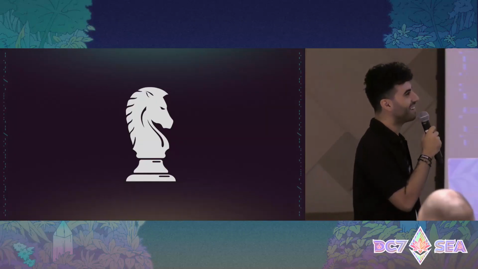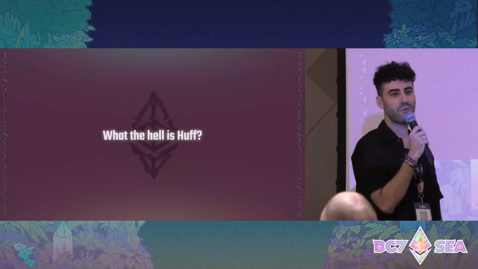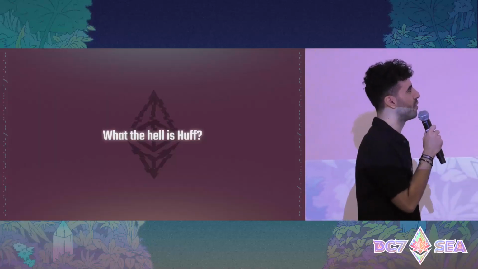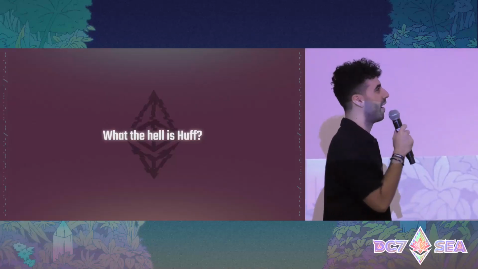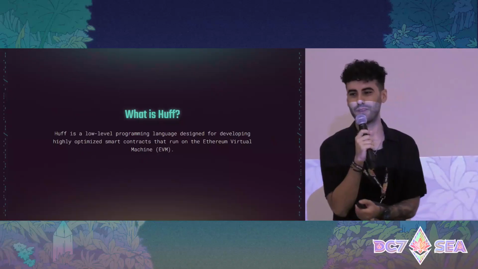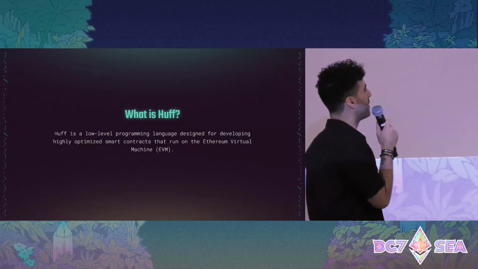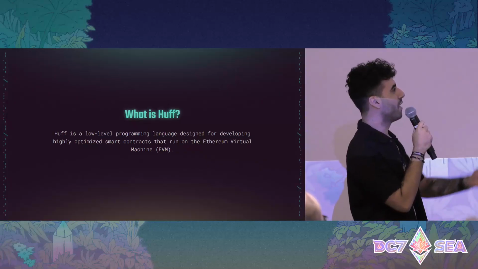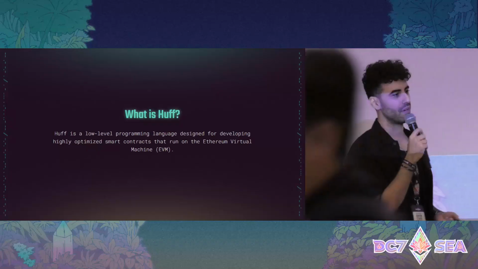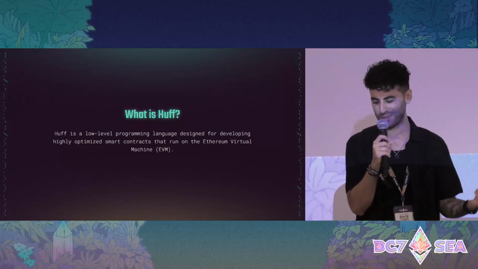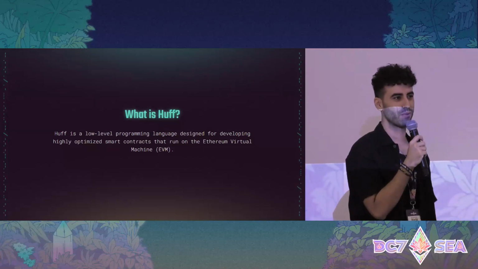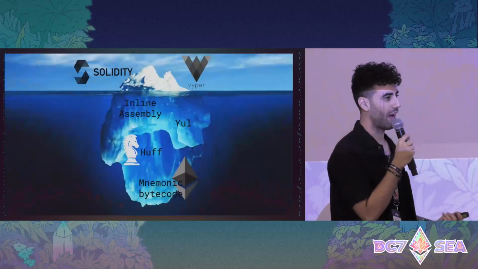All right. So now you might be wondering, what the hell is Huff? Maybe you know a little bit about it. Maybe you already wrote some Huff contracts. Well, we are going to start with the basics, with the definition that you can find on the website. So basically, Huff is a low-level programming language designed for developing highly optimized contracts that run on the EVM. Since you guys are experts, you know exactly what this means, but maybe it would be a bit obscure or esoteric for some people. So we can have a deeper look.